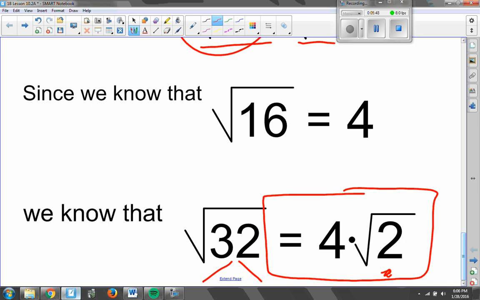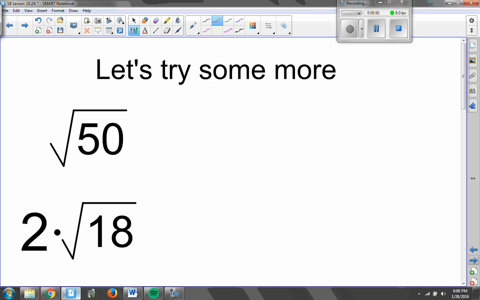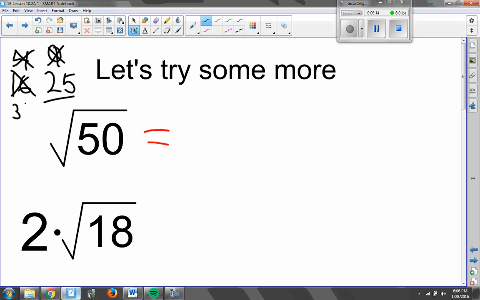Okay. Let me show you a few more examples, starting with the square root of 50. If I go through my list of perfect square numbers to go into 50, I'm going to skip 1. 4 does not work. 9 does not work. 16 does not work. 25 most definitely does work. And that's the last one. 36 doesn't. 49 doesn't. Okay, so I'm going to use 25.